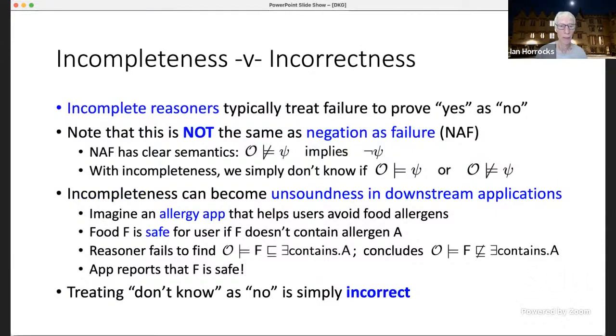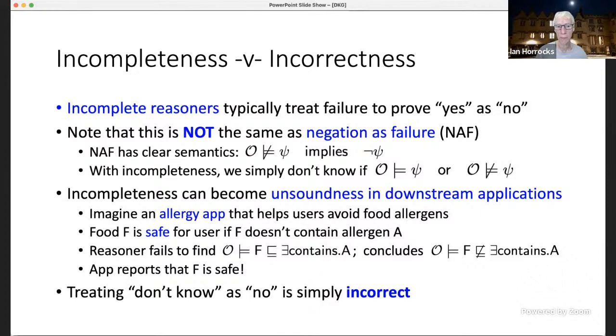And the other thing about incompleteness is that it can easily become unsoundness in downstream applications. Imagine this scenario where we have an allergy app running on our phone. We have some food allergy. We want to make sure we're not eating anything that's going to be harmful for us, even very dangerous for us. And our app is equipped with a very comprehensive ontology of foods, and it tells us that food F is safe if it doesn't contain allergen A, for example.